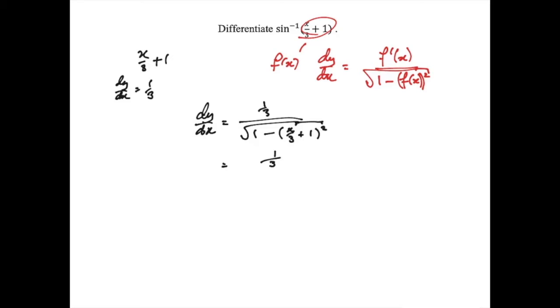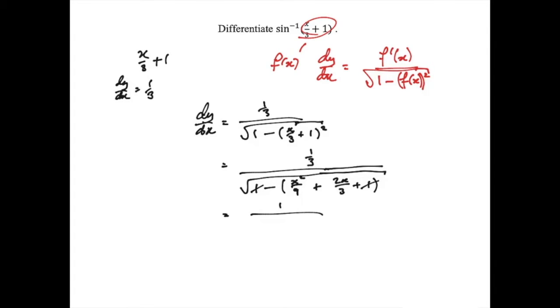So 1/3 over root 1 minus, this is a perfect square, so it's going to be x squared over 9 plus 2x over 3 plus 1. Okay, so let's put that in the middle there. So it's a bit better. Now it's minus all of this here, so the ones will cancel, and I can write this as 1 over 3 root minus x squared over 9.